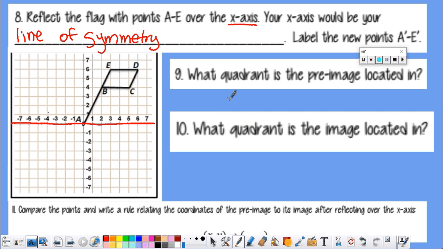All right, so what quadrant is our pre-image located in? Well, it's still in the exact same quadrant, so it's still in quadrant 1. And if we're going to fold along this line, we know that it cannot be in quadrant 2, so that eliminates that option.